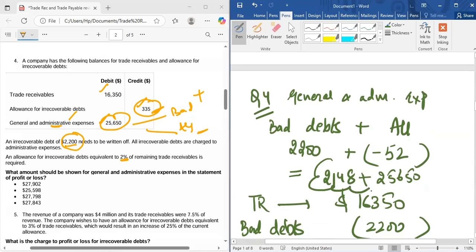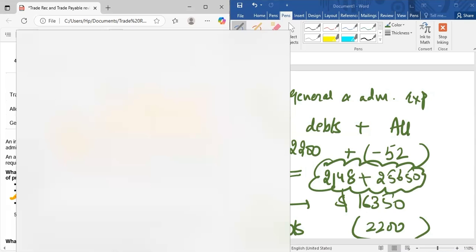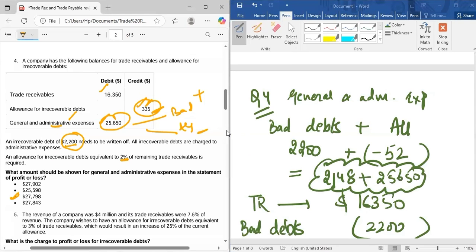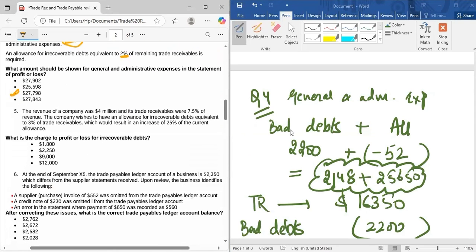When you calculate this, it would come out to be 27798, which is option C, right? So be very careful. Just look at the movement carefully, whether it is increasing or decreasing. Moving forward to question number 5.